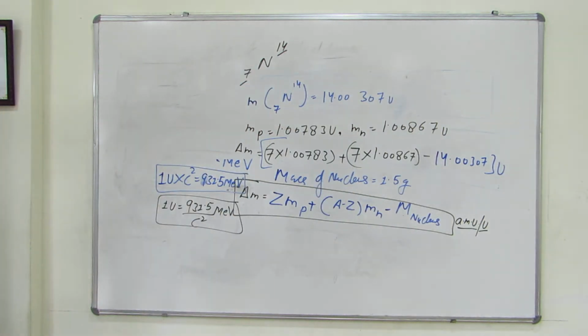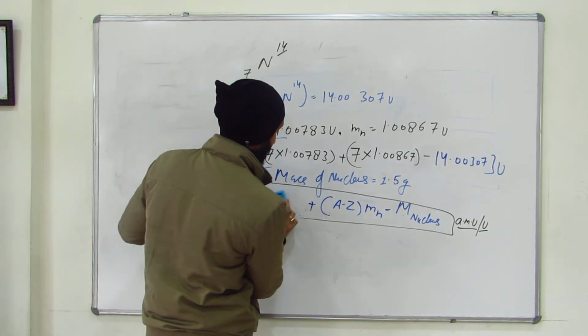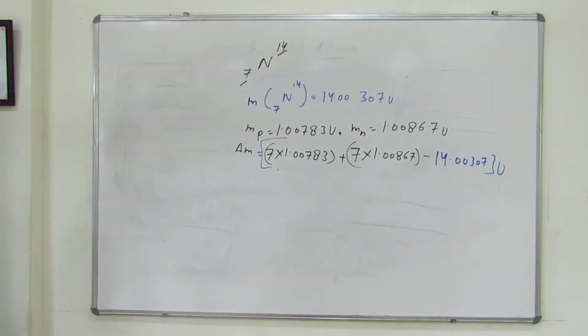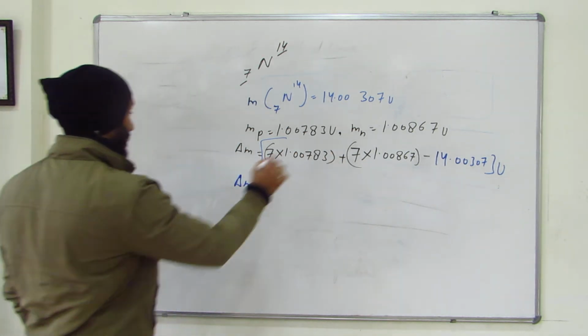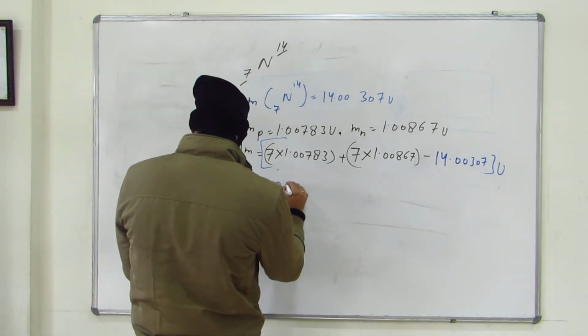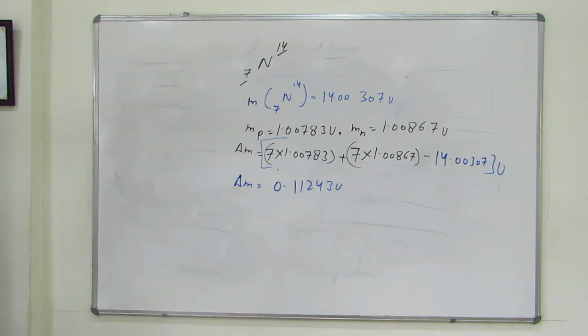Now if you solve this, you will get the mass defect. So I am leaving it up to you. This is just simple calculation. And if you calculate this after multiplying and solving, you shall get the mass defect to be, and I want you people to calculate it, just don't copy it from here, 0.11243 U.